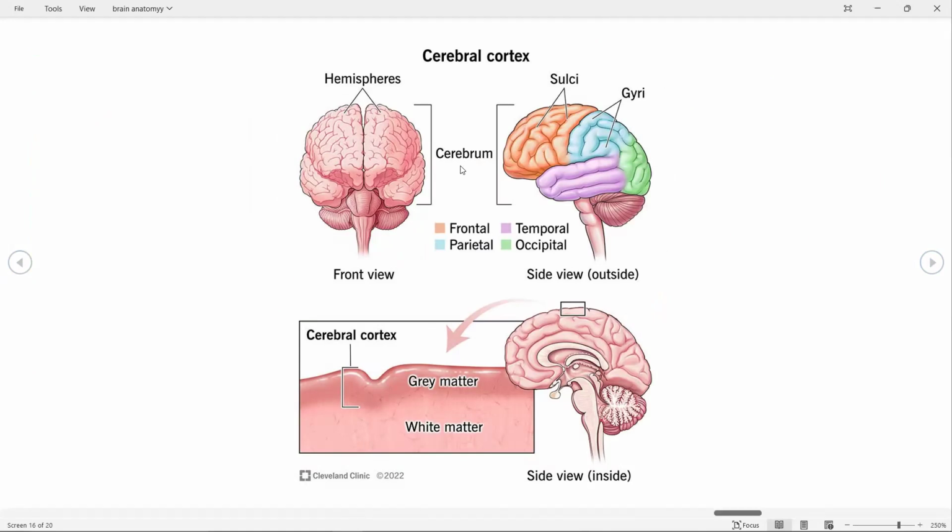As a review, cerebrum is the largest area of the brain. It is divided into two hemispheres, and cerebral cortex is in the cerebrum, and it has the sulci and the gyri and the gray matter. And cerebral cortex is the outermost layer of the cerebrum.